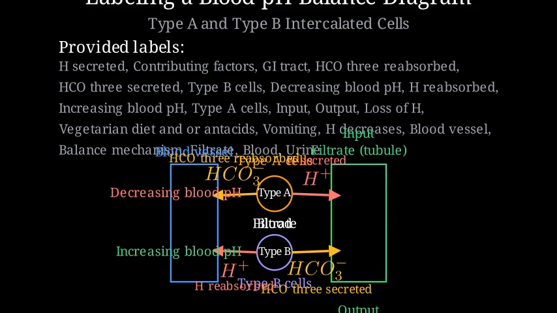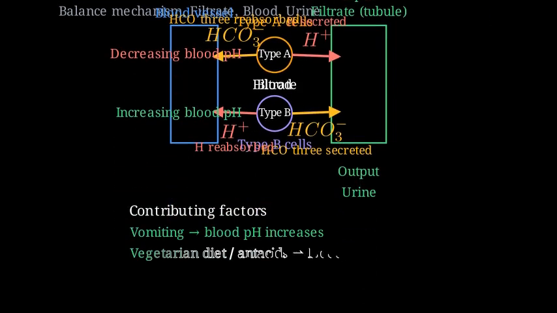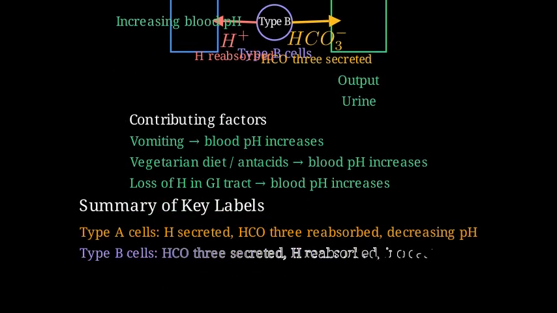Notice that not every label was used directly in the diagram. For example, words like balance mechanism, H decreases, or GI tract can be explained verbally rather than placed as a label. The key labels used are the ones that connect the diagram to the specific movements of hydrogen and bicarbonate.